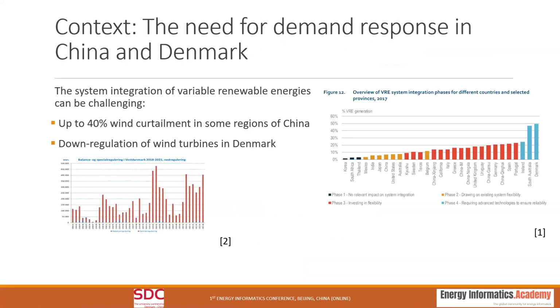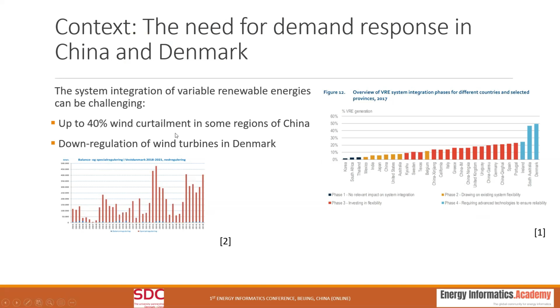So just to give a bit of context, why is demand response needed in both of these countries? Well, if you look in the graph on the right, you see that Denmark is leading, or at the forefront, in terms of integration of variable renewable energies. But China is actually also doing quite well if you split it up into its different regions, and especially the regions in the northwest have a high share of wind. And so they have a strong need for flexibility, as this picture from the IEA explains.